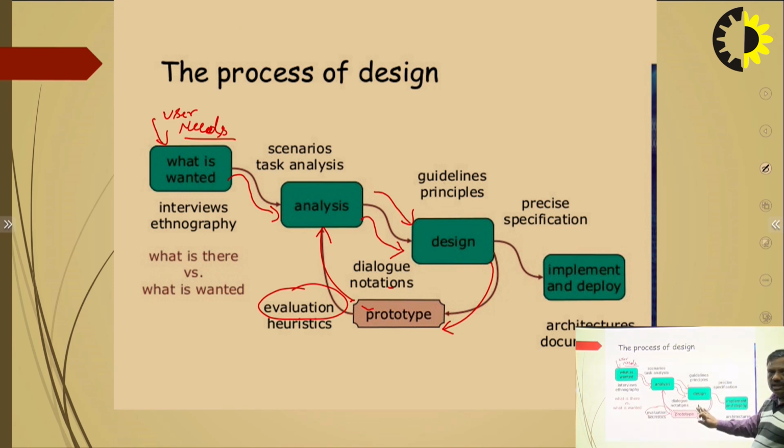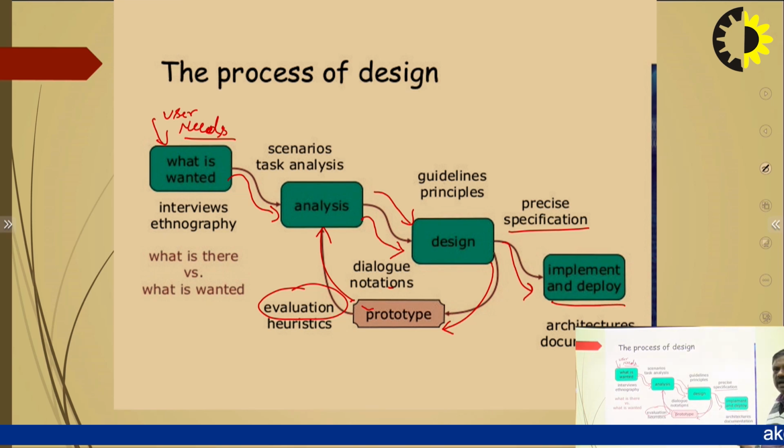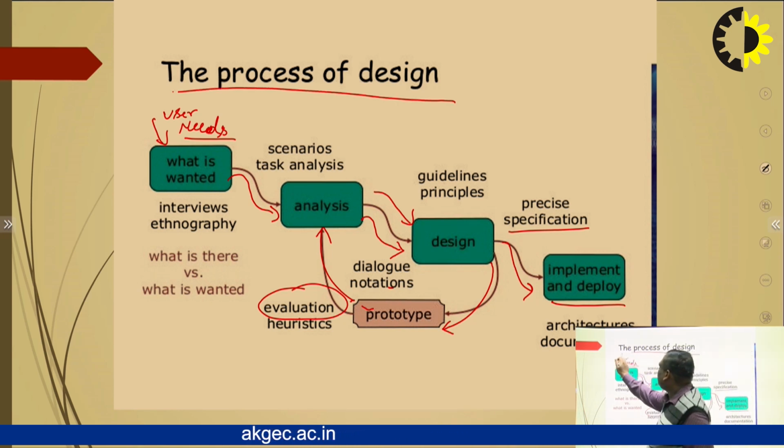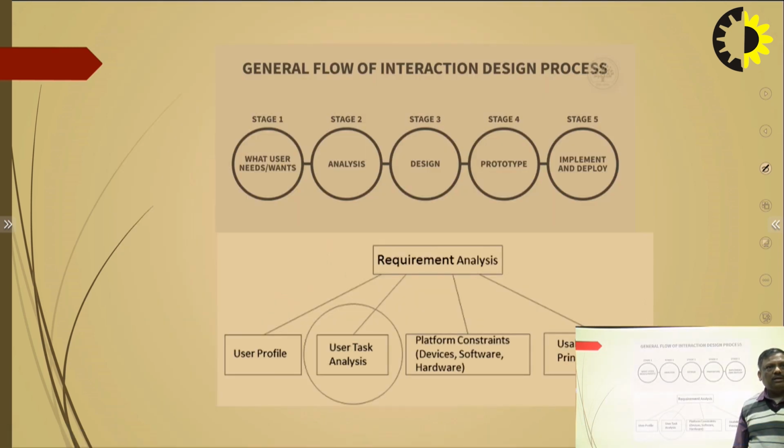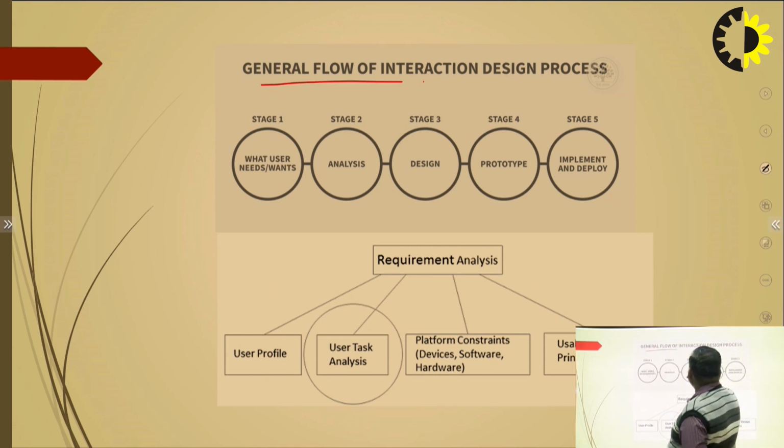If the user or client is satisfied, then this is converted into the implementation and deployment part. So code, test and deployment. Maybe the maintenance and updation part comes into the SDLC model. But here this one is the process of design. So this is the general flow diagram.